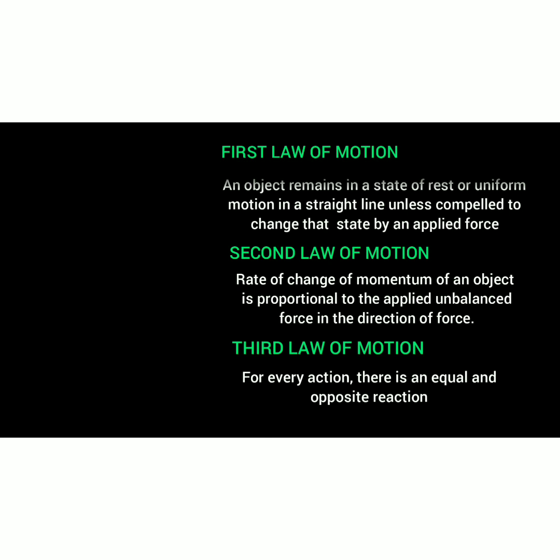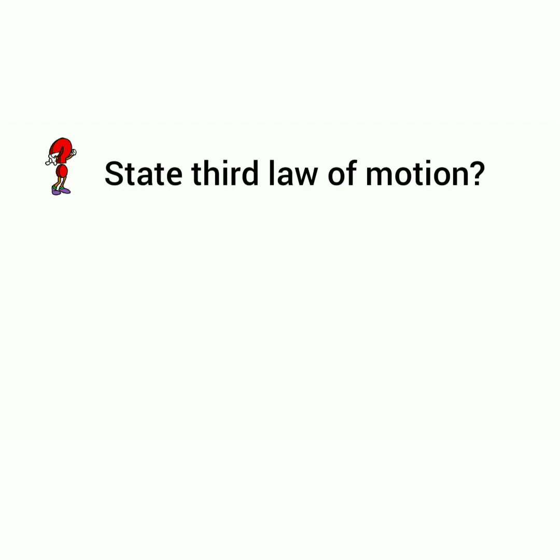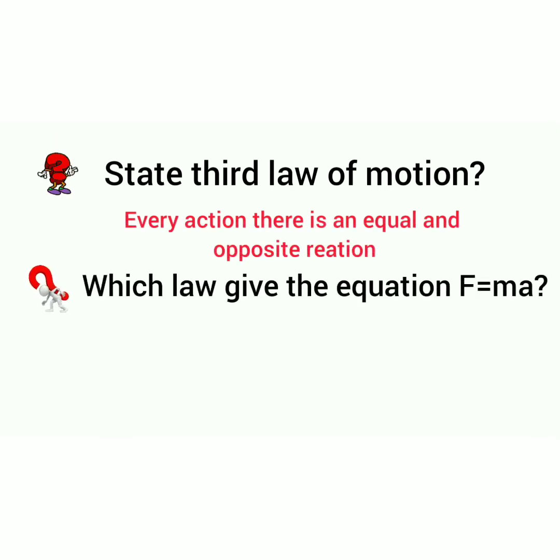So I hope you understand well, so I ask some questions. State the third law of motion. We already know the third law states that for every action there is an equal and opposite reaction. Second question: which law gives the equation F = ma? Yes, the second law of motion gives the equation F = ma.